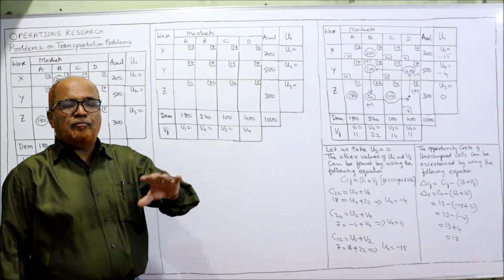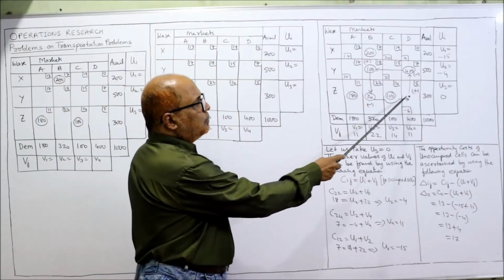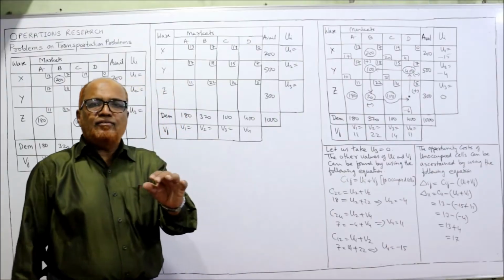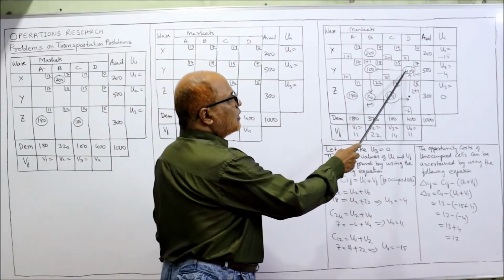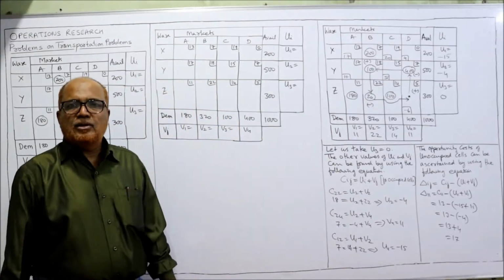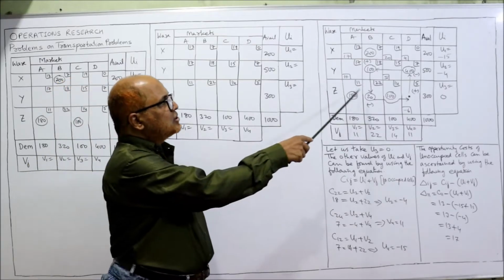Now put alternative positive, negative. The cell from which we are starting the loop, positive, then negative, then positive, negative. Now negative sign and see the allocations. Here the allocations with negative sign 400, here negative sign 20. So which one is less? 20 is less. So we reschedule 20 in this loop.